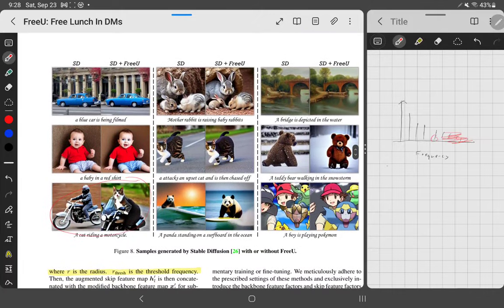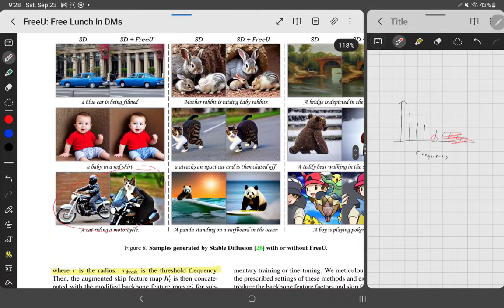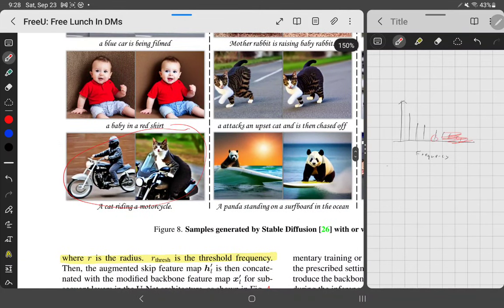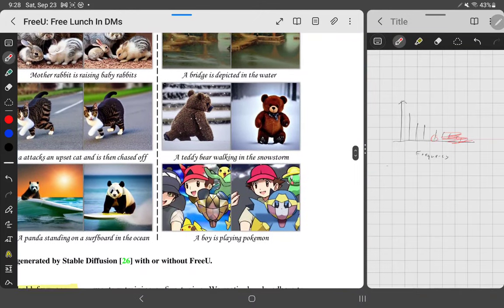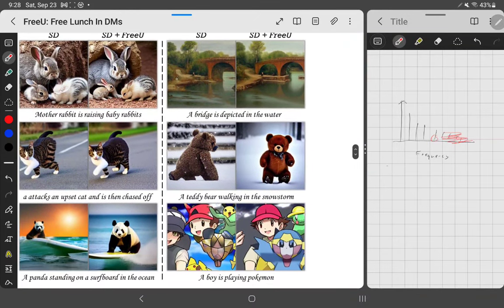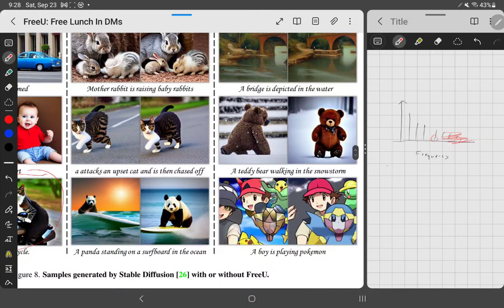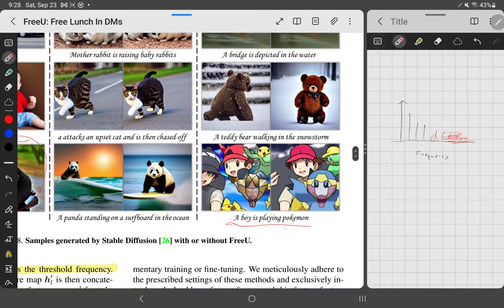Let's just look at some of the examples. This one down here, I thought was pretty good. You have this left part here, which is something riding a motorcycle, but this is definitely a cat riding a motorcycle. They also have other images like this teddy bear walking in a snowstorm. I guess this looks more like a bear, but this is definitely a teddy bear. Boy is playing Pokemon. It has some artifacts here, but FreeU doesn't have those artifacts. It actually has the object.